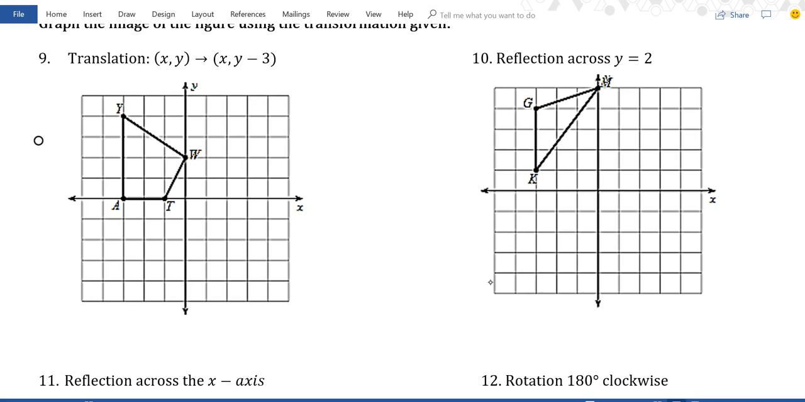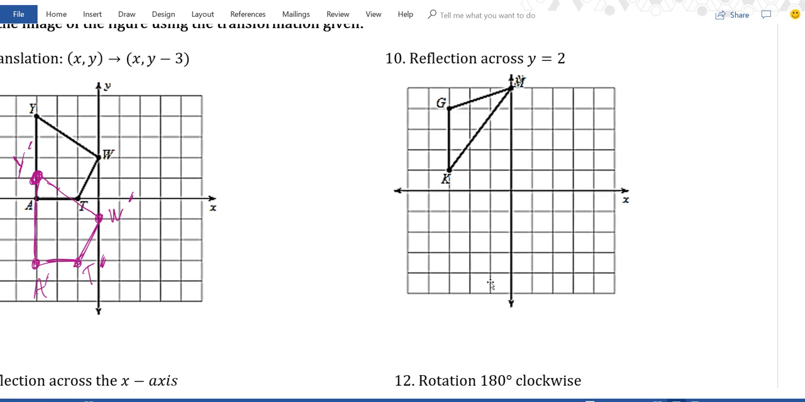So 1, 2, 3. Again, let's make sure we get some nice visible points there. A, 1, 2, 3. 1, 2, 3. W, 1, 2, 3. Make sure we're using those nice prime symbols. And we're good to go. So again, make sure you review those rules for translations, that this signifies left and right, this signifies up and down.